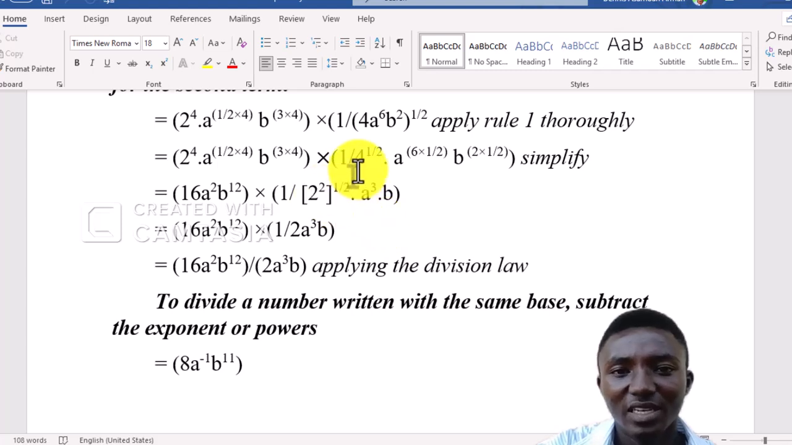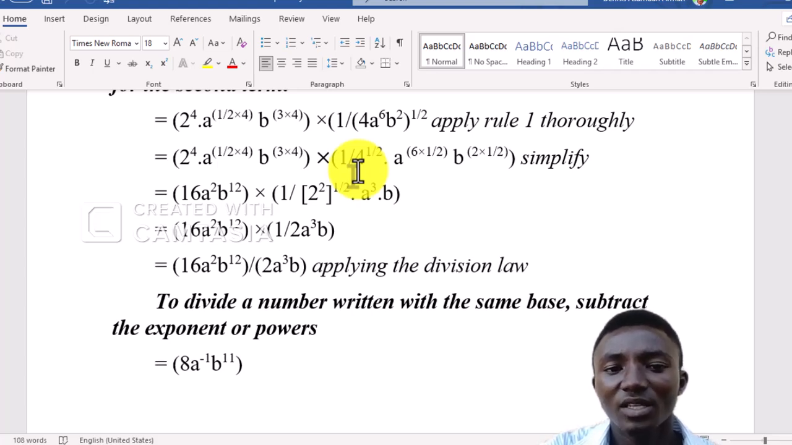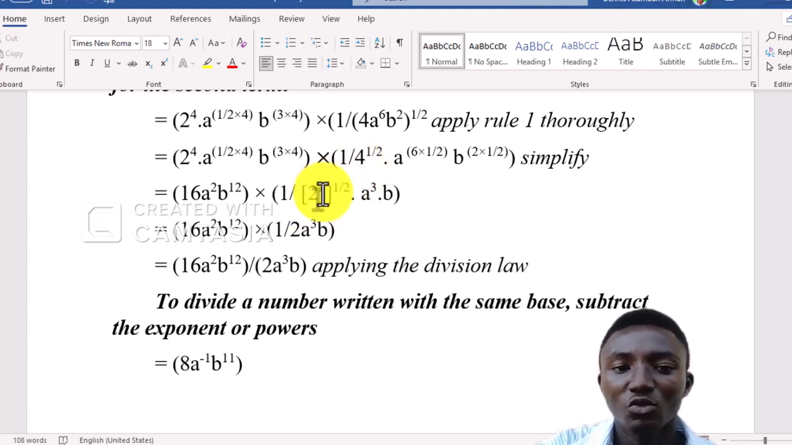So when you check this 4, it's not an indices. Why is it that 4 is not an indices? Because it's not in the simplest form. So if you want 4 to be in the simplest form, what you need to do is to break it down to 2 raised to the power what? 2. Don't forget that 2 raised to the power 2 also gives you what?